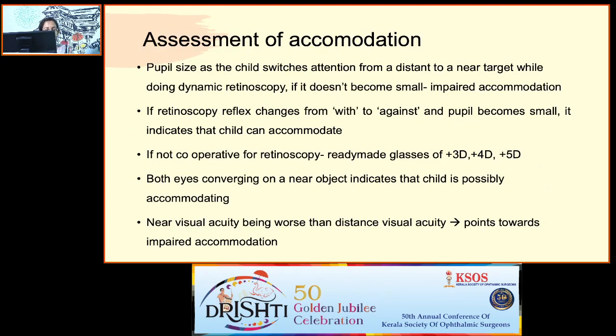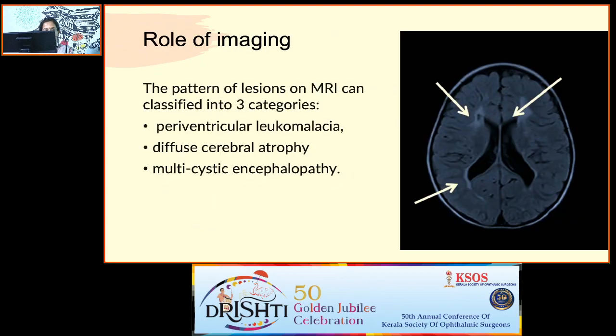How do we assess accommodation? We shall observe the pupil size while we do a dry retinoscopy. As the child switches attention from a distant to the near target, if the pupil size doesn't become small, think of impaired accommodation. And if the retinoscopy reflects changes from with to against and the pupil becomes small, it indicates that the child can accommodate. Sometimes these children won't be able to cooperate for retinoscopy. You can have ready-made glasses of +3, +4, +5 diopter lenses, and then you can make them wear the glasses and look for the behavioral pattern. And both eyes converging on a near object again indicates that possibly the child is accommodating.